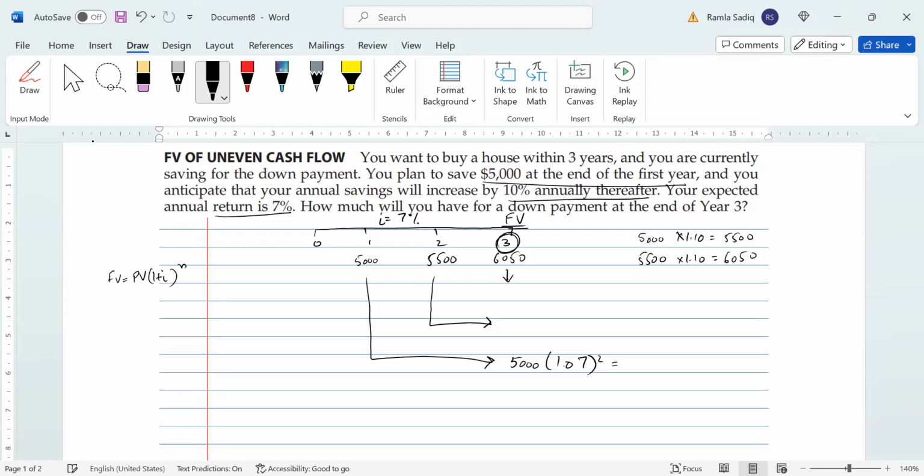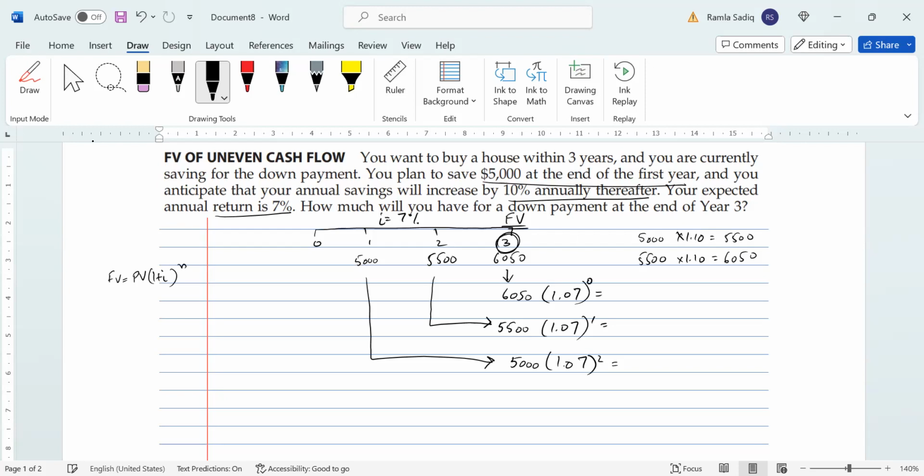For the $5,500, the formula is going to be 5,500 times 1.07. This amount is going to be compounded only once. So this is what our formula is going to be. And for the 6,050, it's 6,050 times 1.07, because it stays exactly where it is. It does not need any compounding. It's to the power of 0.